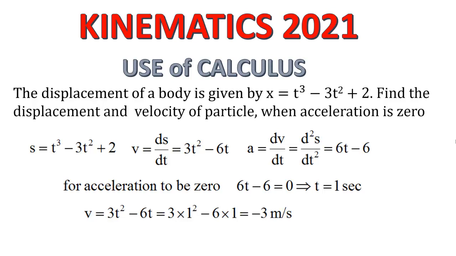I put the value of t in 3t square minus 6t and I get negative 3 meter per second, and I get s as t cube minus 3t square plus 2t, which becomes 0. So after 1 second, my displacement is 0. That means the body has come back to its original position. I hope now this will be clear to you.